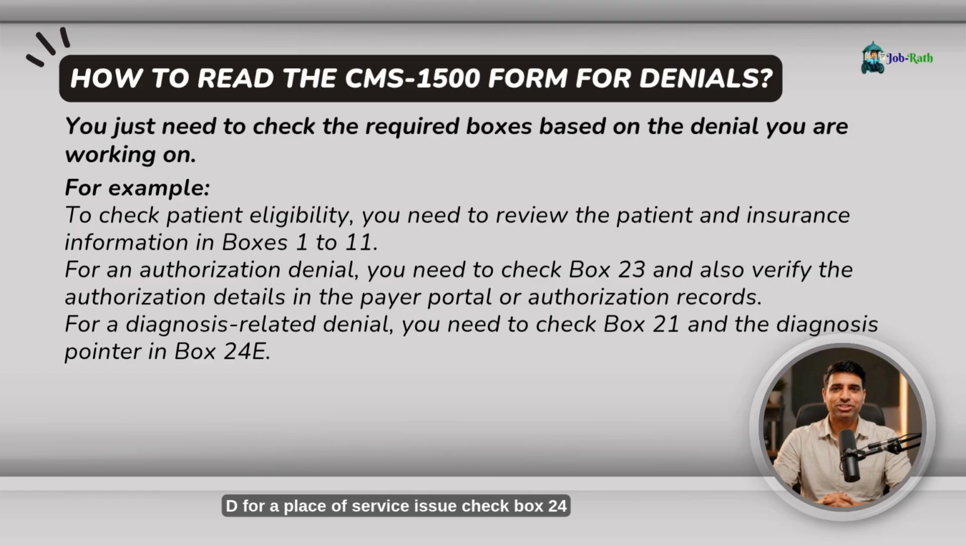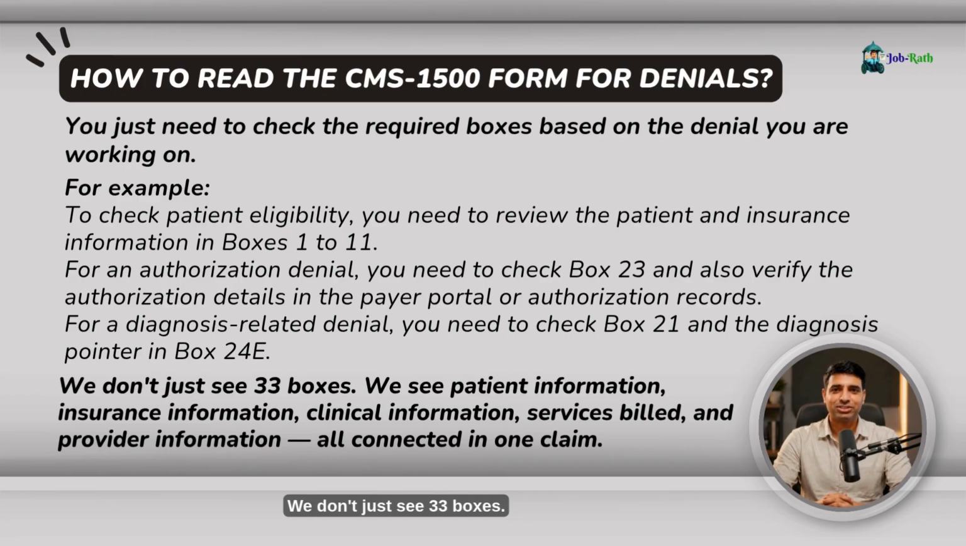For a place of service issue, check box 24B. For a rendering provider issue, review box 24J. And for a billing provider issue, you can check box 33. That's how an experienced AR caller or denial handler reads a claim. We don't just see 33 boxes. We see patient information, insurance information, clinical information, services billed, and provider information all connected in one claim. Once you understand this claim map, reading the CMS 1500 form becomes much easier and faster.